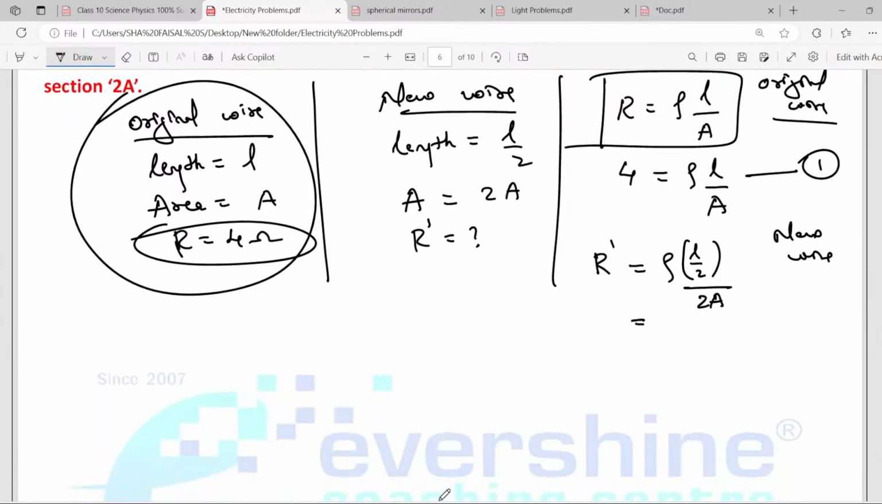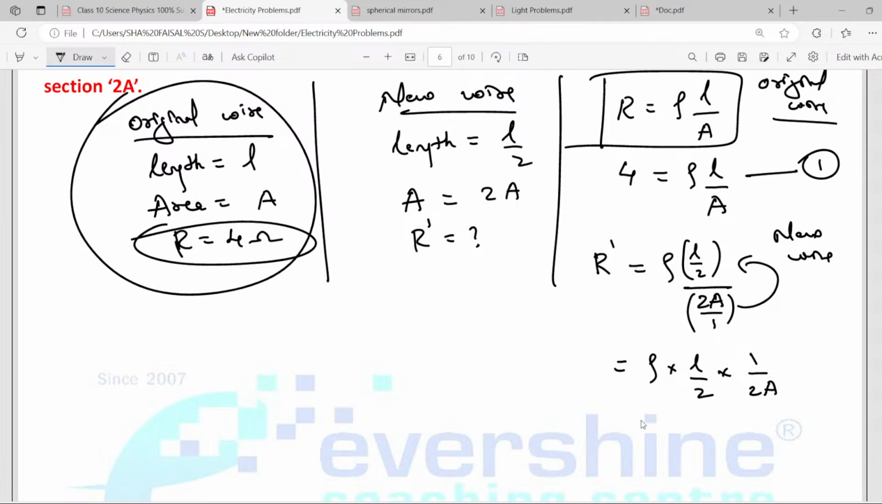Now, here 2a is there. Is anything there in the denominator? Nothing. So, let me say 2a by 1. It is 2a by 1. Rho into L by 2 divided by 2a by 1. Now, what will I do? Keep rho as it is into L by 2. This 2a by 1 goes up. It becomes 1 by 2a. You know this calculation. Am I right?